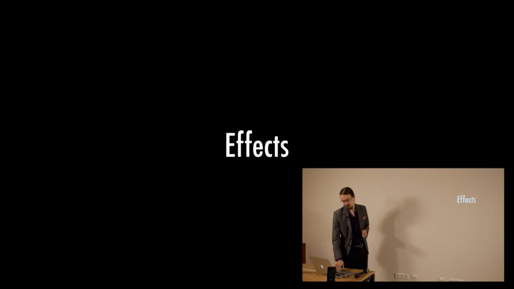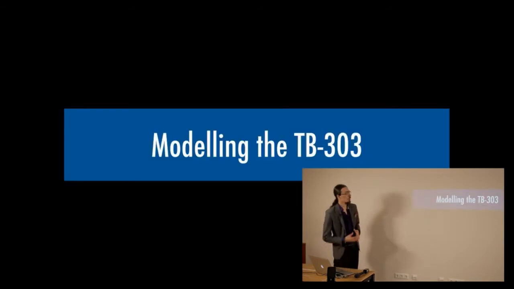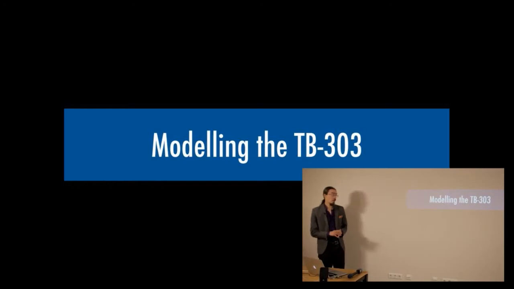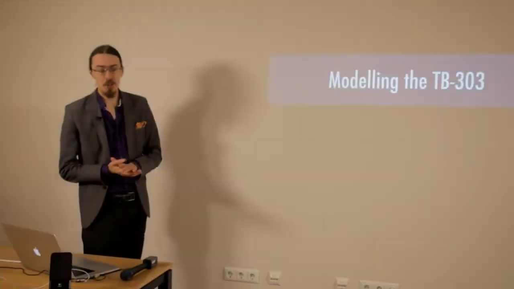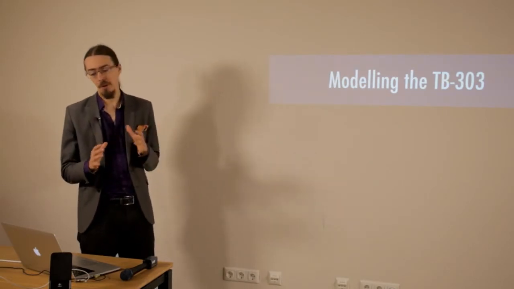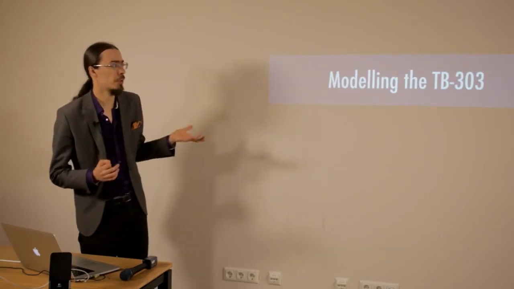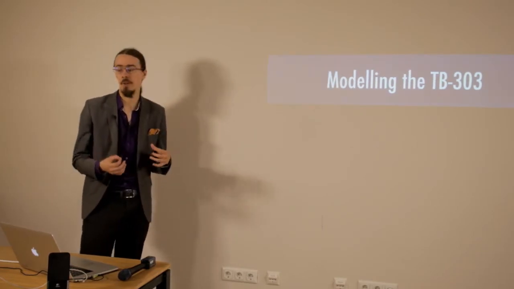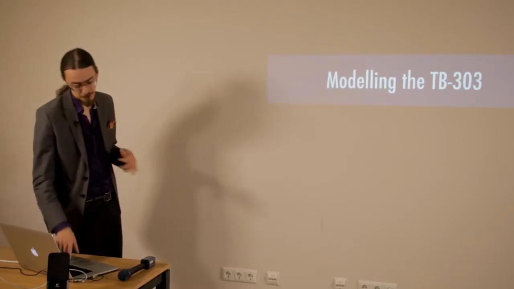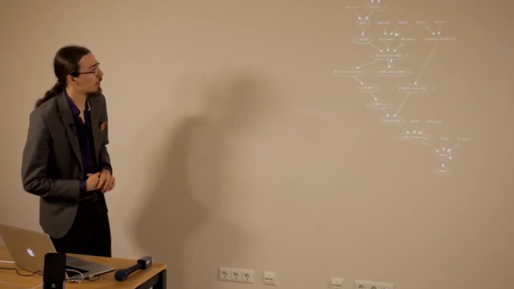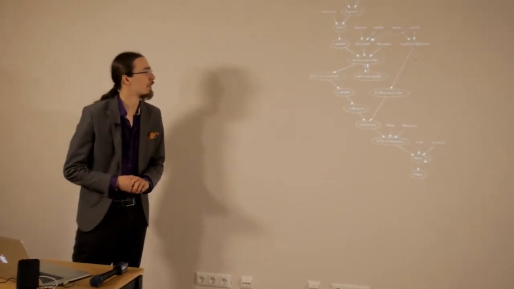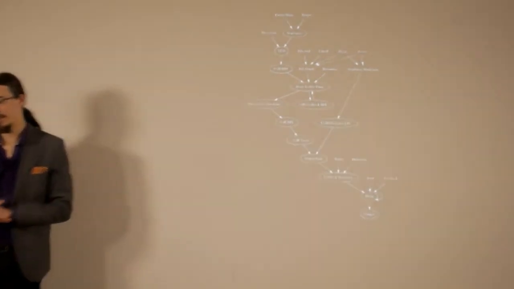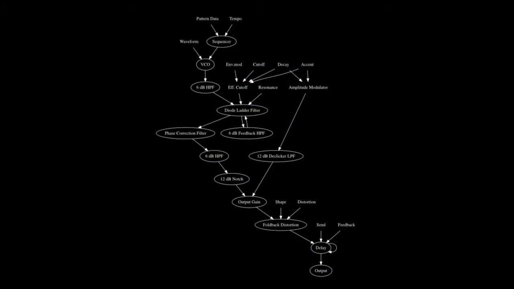So we're going to model the TB303 because, as I said, we want to create this thing. So we have to understand how the TB303 actually works. There's a lot of literature about this, and it's also a bit of a hobby of mine to explore these things. So I did the homework already, and I came up with this big graph. Now, unfortunately, it's a bit hard to read, but I don't really want you to read it anyway. I just want you to know that it's kind of complicated. There's a lot of dependencies here.